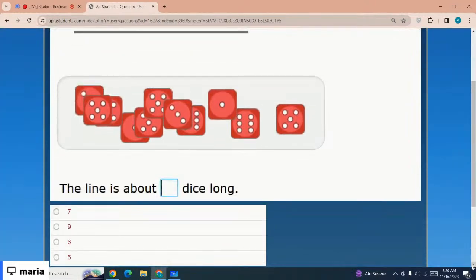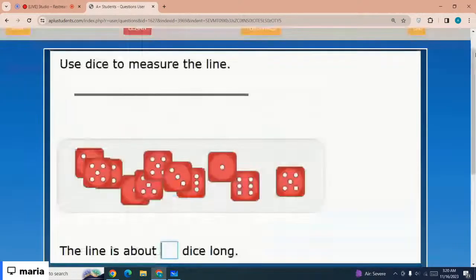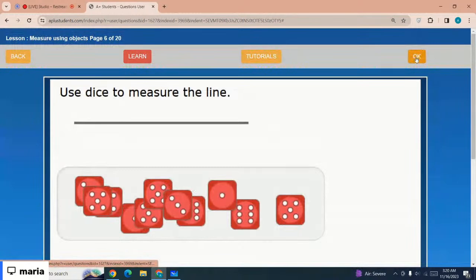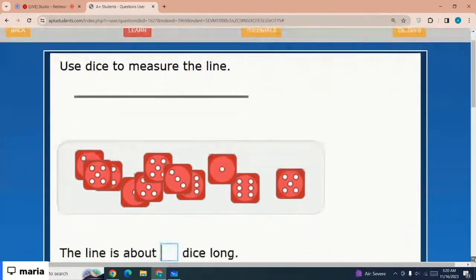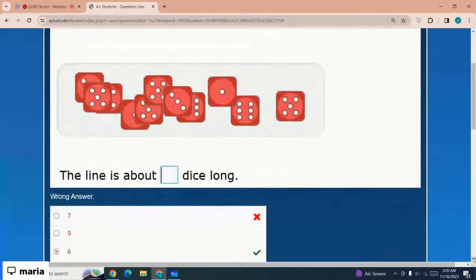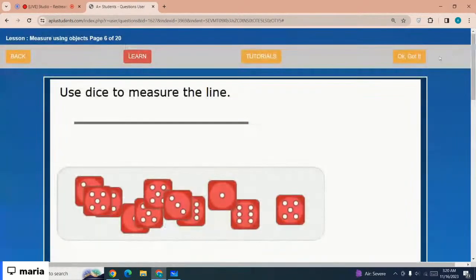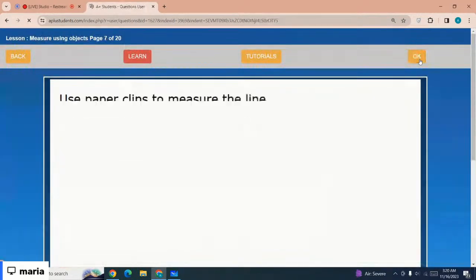The line is about, I think, 7 dice long. 7 or maybe 6. Okay, yes, that is 6 dice long, right? No, for 11, the line is not that long.